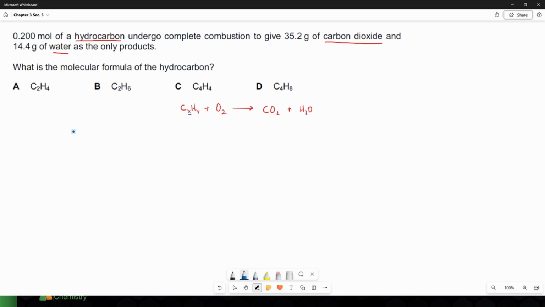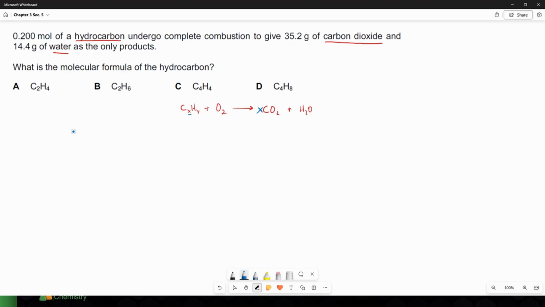So what we can do is, instead of putting a coefficient in front of the carbon dioxide, we can use this x as a variable, meaning we have x CO2s, because that's where all of these CO2 is coming from, this carbon right here.